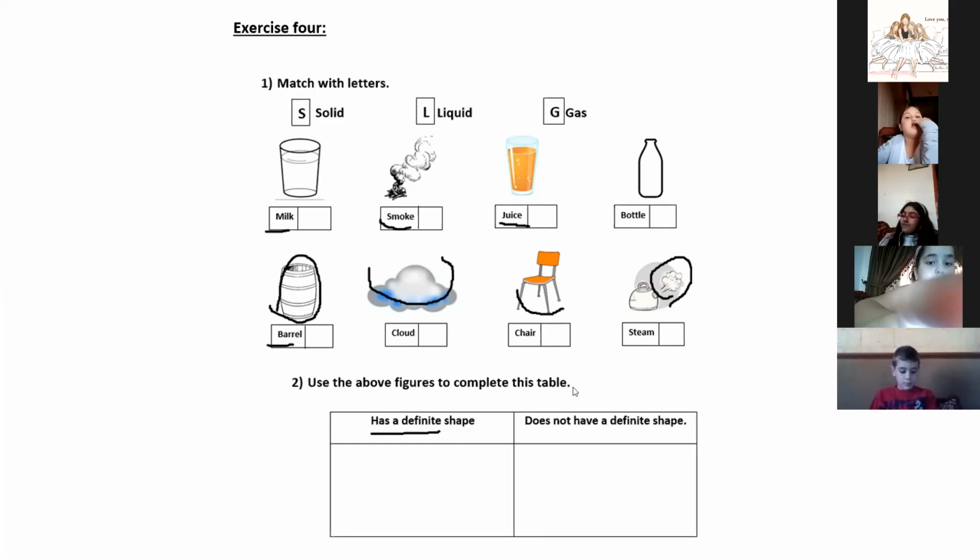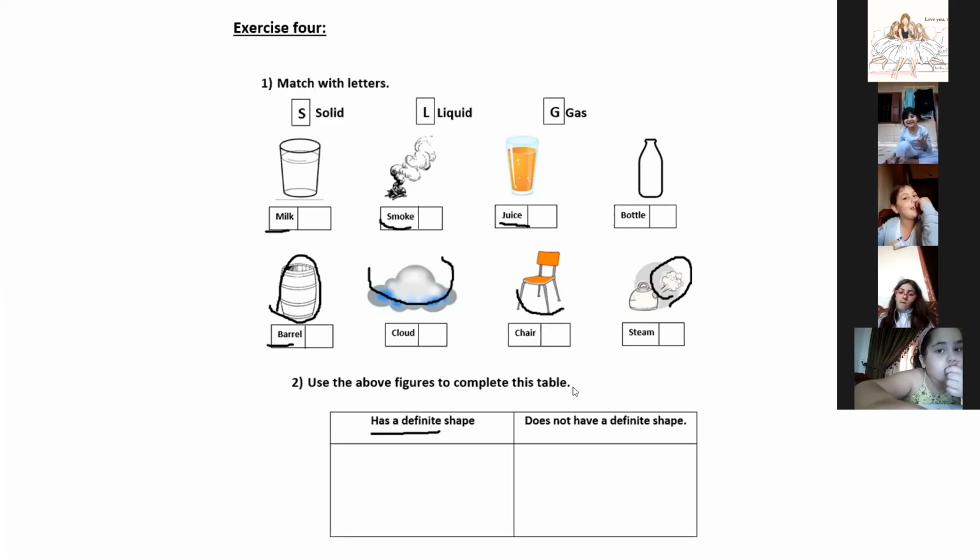I'll go to someone else. Aline, what are the three states of matter? Solid, liquid, gas. Okay. We all know solids have definite shape and volume. Liquid has indefinite shape and definite volume. Gas has indefinite shape and indefinite volume.